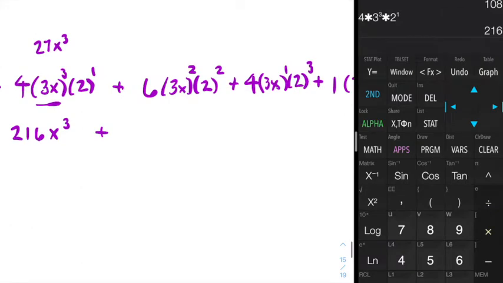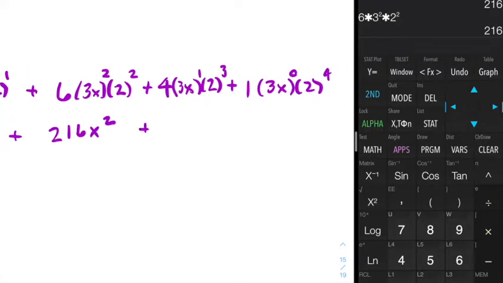Okay, let's try this next one. I'm going to do the same idea. I'm going to do 6 times 3, and then raise that to 2. Get out of your exponent and then do times 2 raised to 2. Then that happens to come out to 216 again, but then that'll be x squared.